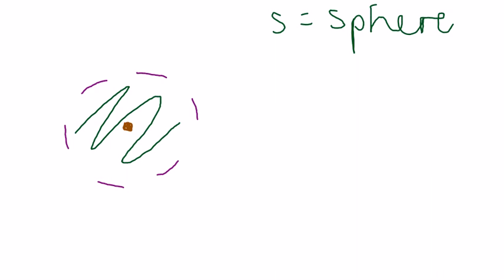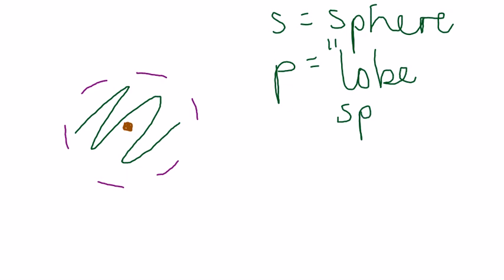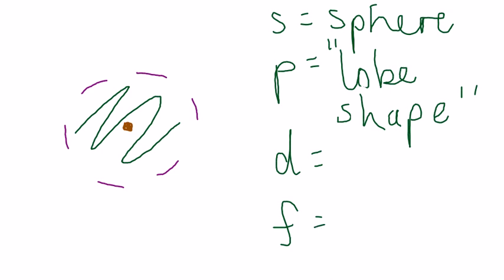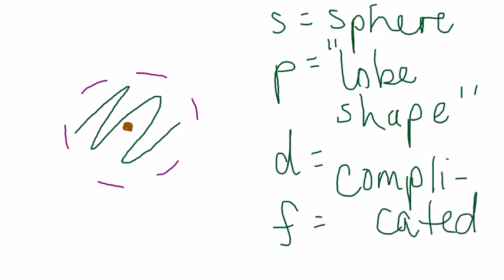A P is kind of lobe-shaped. There's also two others. One's called D and one's called F, but they are complicated shapes. And it's actually not one shape at all, but a conglomeration of a number of different shapes.